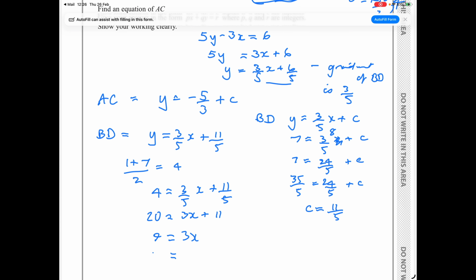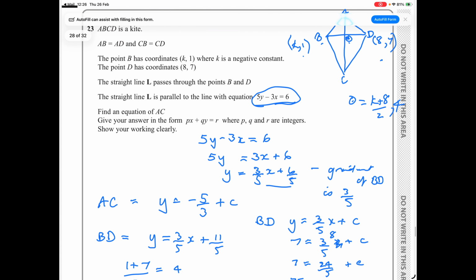So x equals 3. And that would make sense. So that means that the midpoint equals 3, 4. And that would only be the case if k was minus 2. I don't actually have to find k, but it is minus 2.